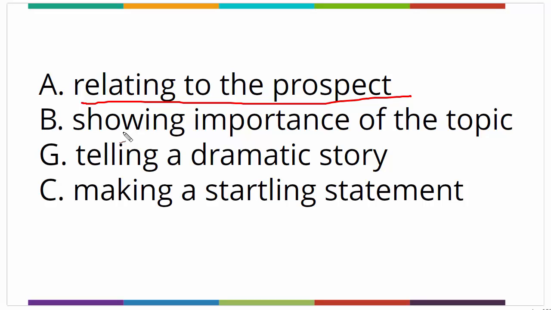Next is showing the importance of the topic. One way of getting attention is to show that this is really important. If someone is writing a letter where they want to get people to donate to a particular fund to help the elephants that are dying out, then you might show that so many elephants are being killed each year to get their ivory tusks. And soon, if this pattern continues, it can lead to the extinction of elephants. And therefore, this is an important topic and you've got the person's attention. You can do so also by telling a dramatic story.